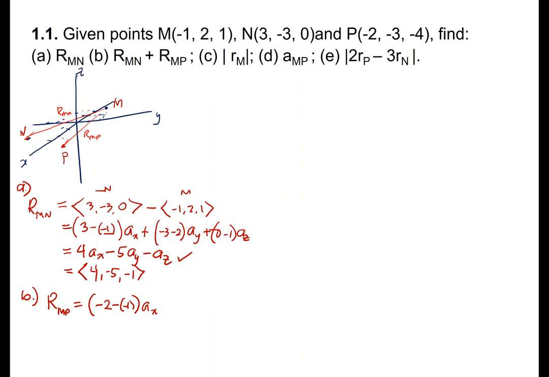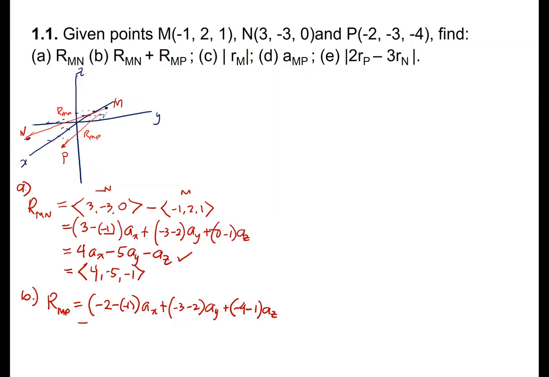If this is RPM, then that should be negative 1 minus negative 2, because the arrow is pointing to P. Therefore P is the final destination, M is the initial position. So you need to subtract final minus the initial. Then we have the AY. AY is negative 3 in the point coordinate P, and in M is 2, so minus 2. This is AY, and then plus AZ. So you have negative 4 minus 1. This is AZ.